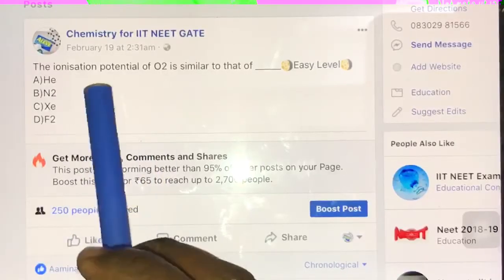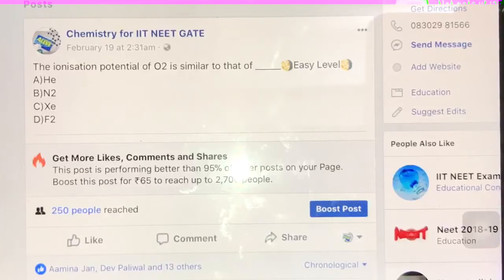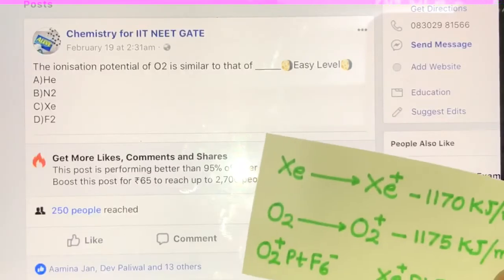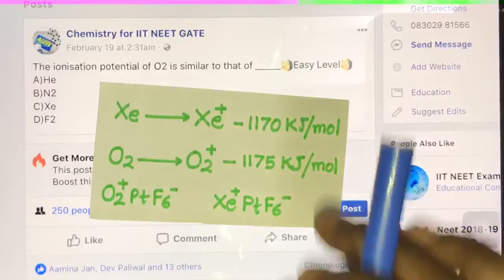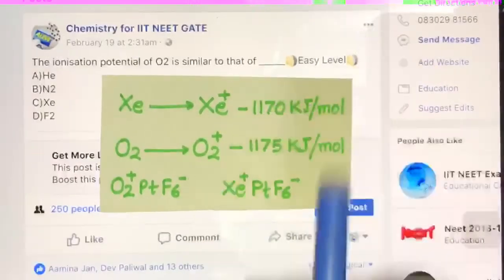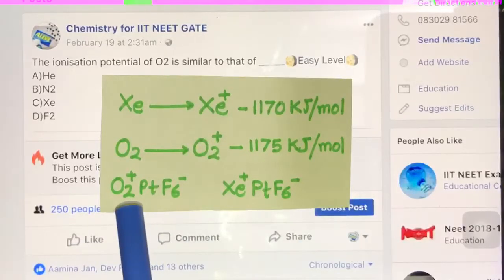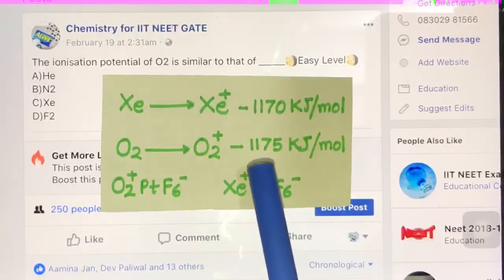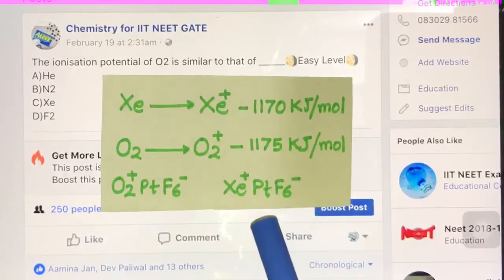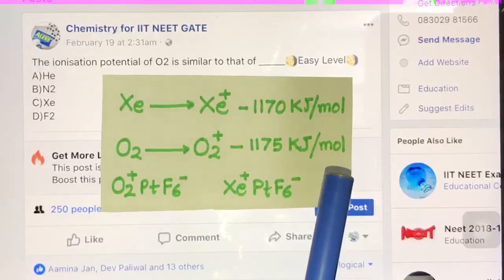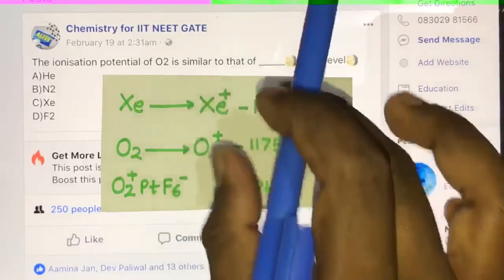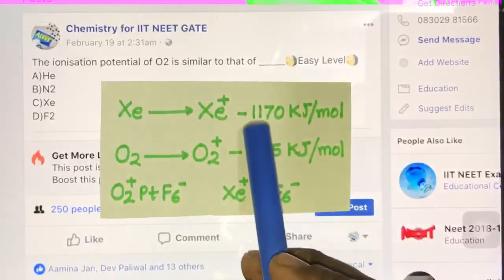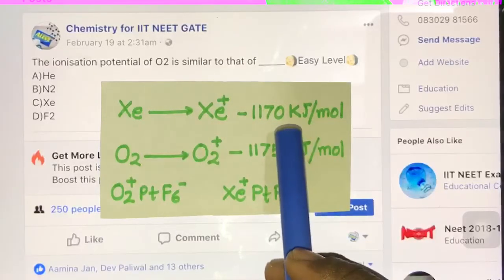Now the next problem is: the ionization potential of O2 is similar to that of. The answer is Xe, that is xenon. A scientist named Neil Bartlett of the University of British Columbia first discovered this by observation. He first formed this compound, O2 plus PtF6 minus, the complex compound here, in which he found that the ionization potential of oxygen is 1175 kilojoule per mole. Now, he thought that the ionization potential of xenon is just comparable to that, and that is 1170 kilojoule per mole, even lower than that.